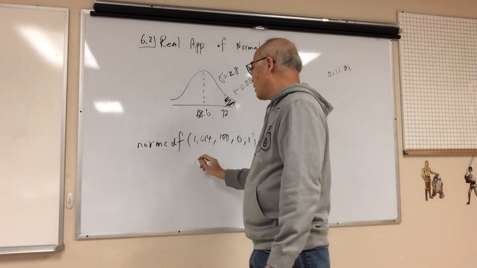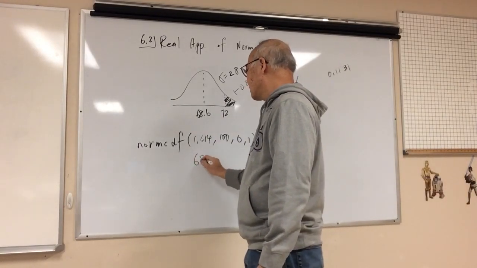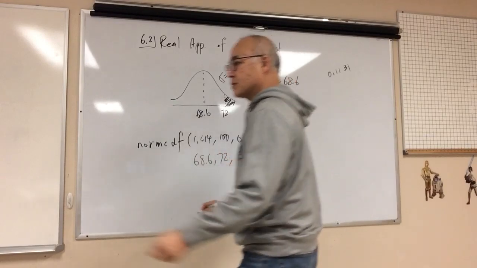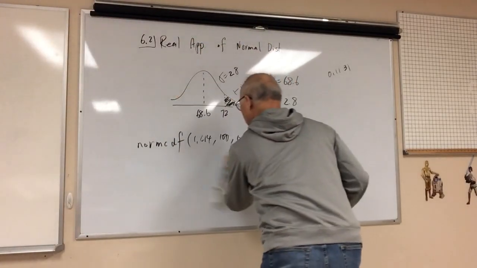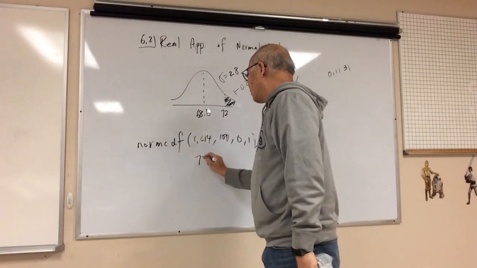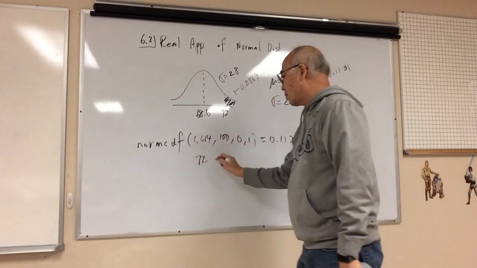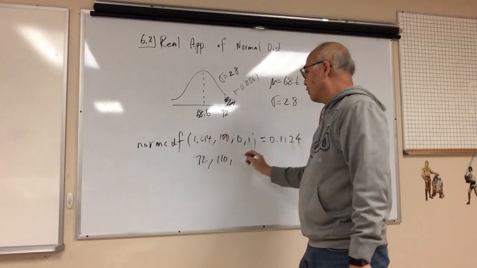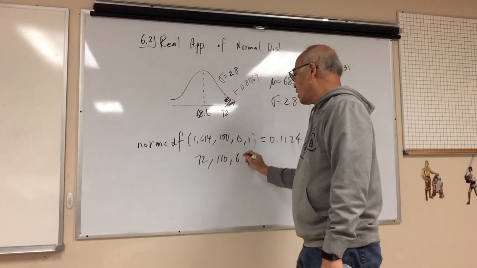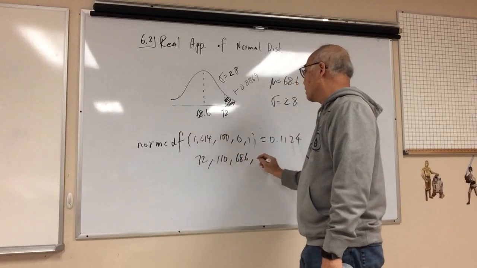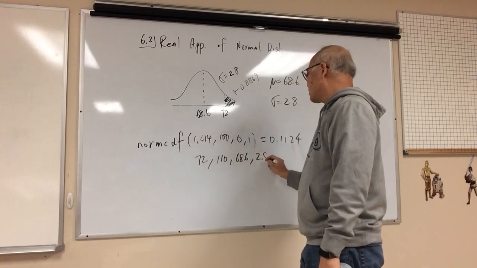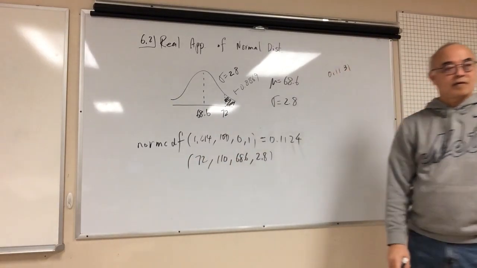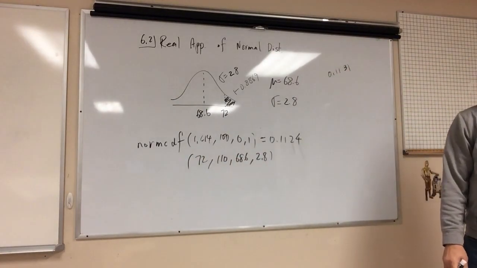Take your calculators and go ahead and put in this, see if this works. I want to compare this. Lower level of 72, upper level of 110, just something out here. And then my mean here is 68.6 with a standard deviation of 2.8. What is that? 0.1123.